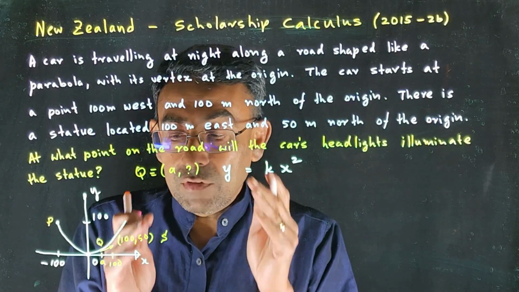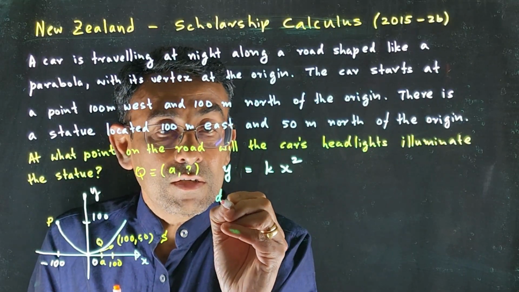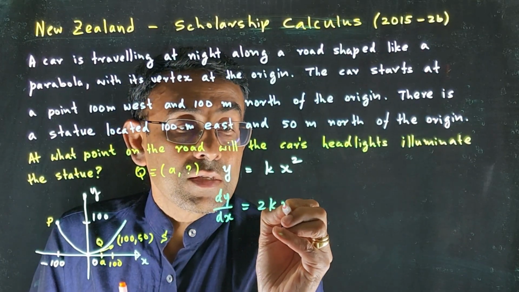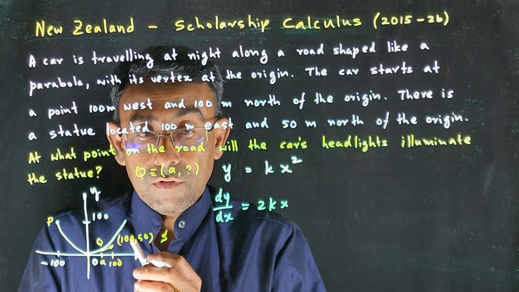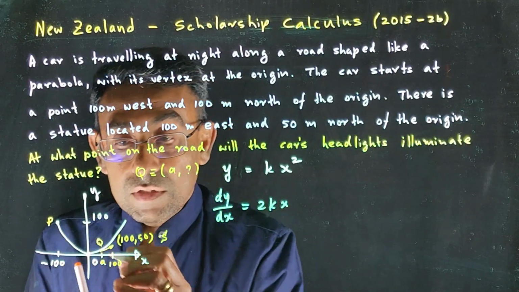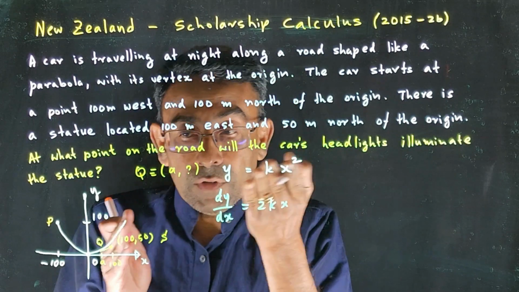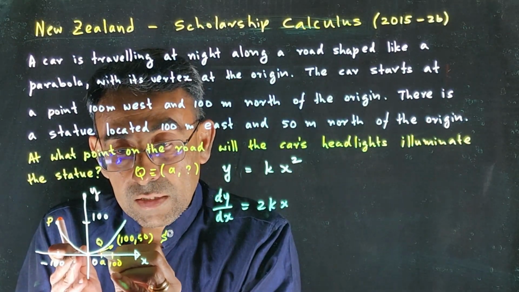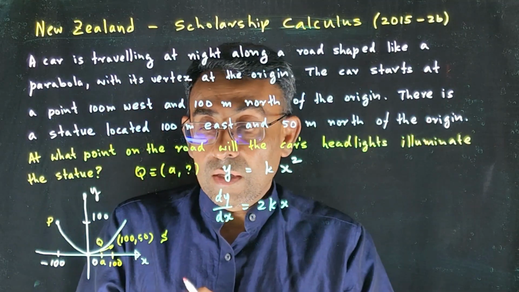First you need to find the gradient along the line. If you have a parabola like this, what is the gradient? It's dy by dx, which is equal to 2kx. That is the gradient of this curve, the line that will reflect the light, because when the car is at this point, the tangent at Q has a gradient of dy by dx.